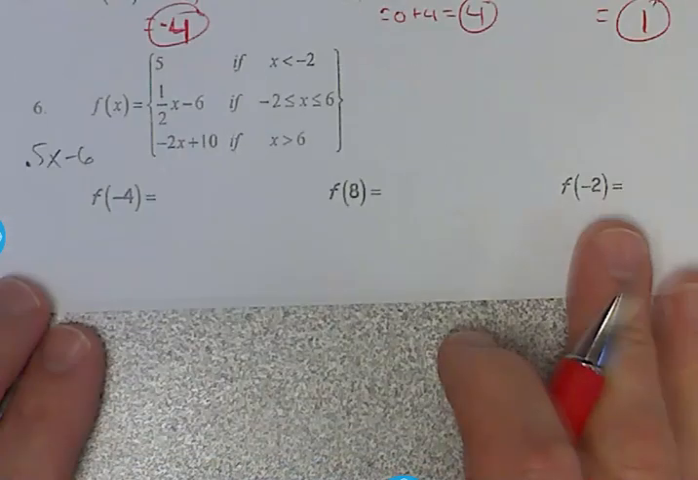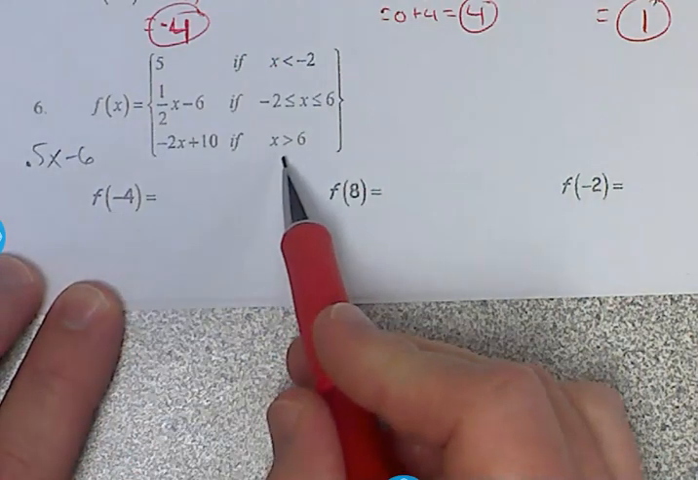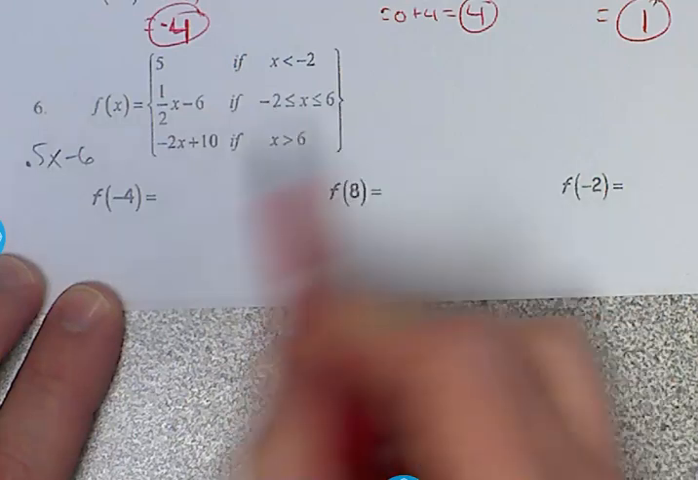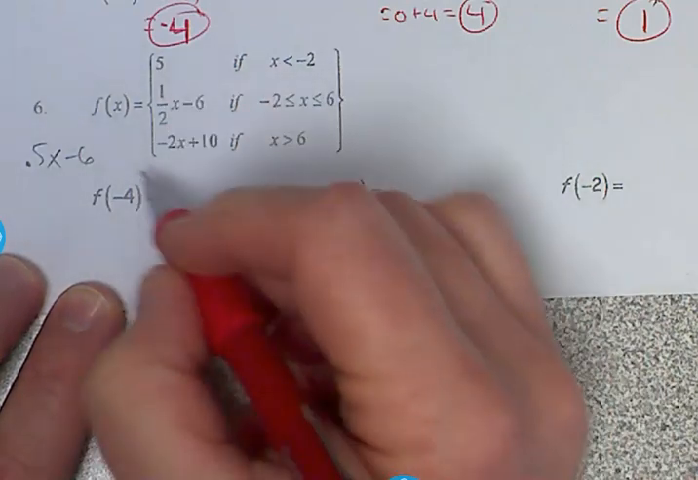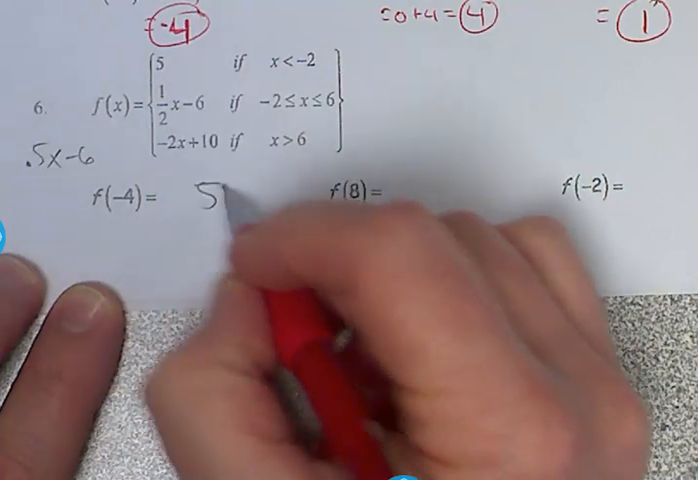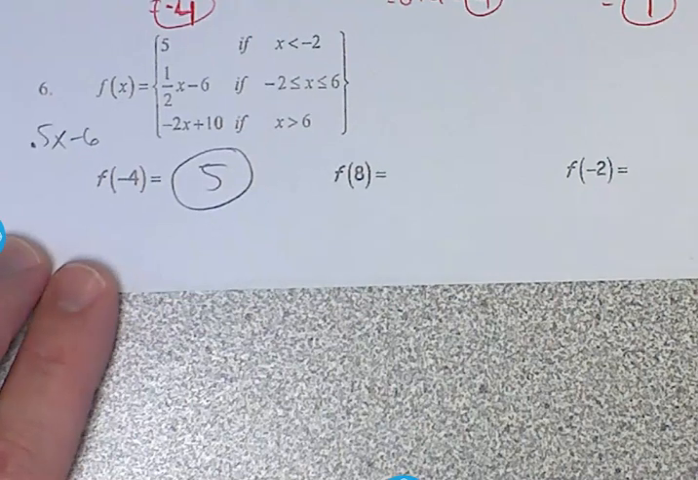Okay, and then the last one. -4, figure out where it fits. It's not greater than 6. It's not between -2 and 6. It is less than -2. So for that one, the answer is just 5. There's nowhere to plug it in. The answer is just 5.